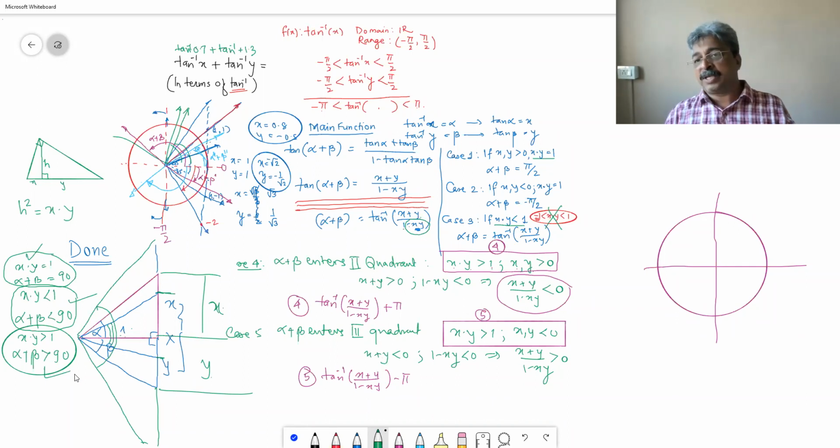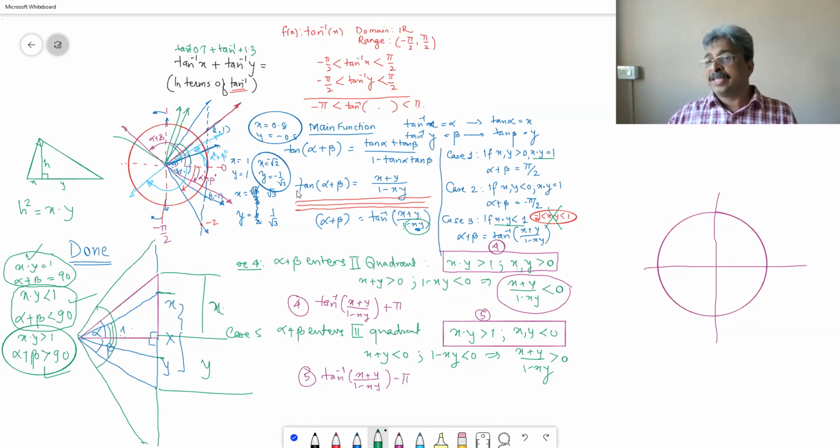So geometric explanation of why x into y is very important. That is the discriminating factor. X into y will discriminate your answer. If x into y is less than 1, answer is main function. If equal to 1, either 90 or minus 90. If greater than 1, if both x and y are positive, you have to add pi.